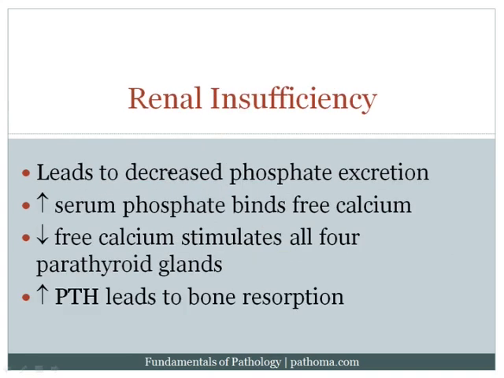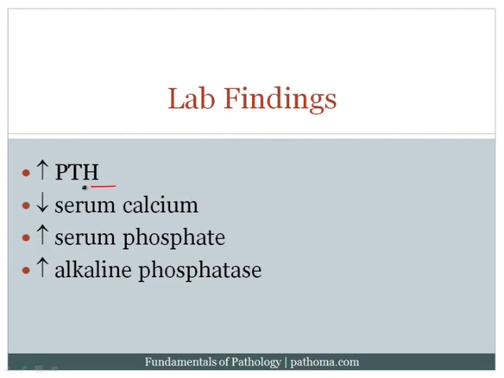The idea here is that when you have renal failure, you're going to have decreased excretion of phosphate. Phosphate will then build up in the blood. Phosphate loves to bind free calcium, and so phosphate will bind free calcium, therefore the free calcium levels will decrease. Now remember that the parathyroid gland doesn't look at anything except free calcium, and so when it sees that there's less free calcium, that's going to stimulate all 4 parathyroid glands to increase PTH secretion, and that then will result in a secondary hyperparathyroidism.